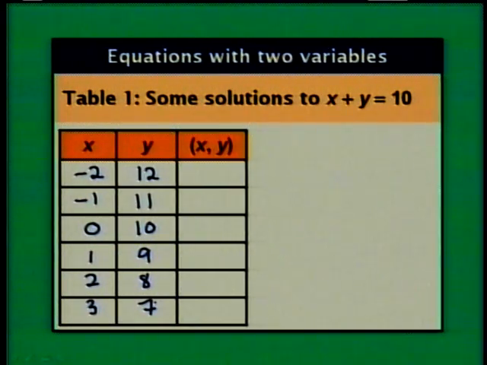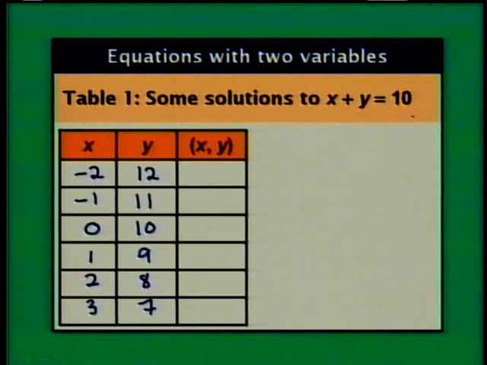When I chose my values of x, I intentionally allowed the x values to increase by 1. It was kind of arbitrary, but I wanted to have a pattern in my x values. Because when there's a pattern in my x values, I can sometimes see a pattern in the corresponding y values. The x values are increasing by 1. The y values are decreasing by 1, which should make some sense in the context of this equation. The sum of two numbers is 10.